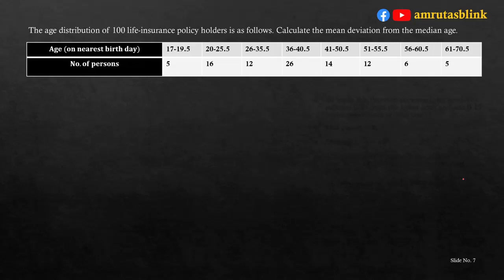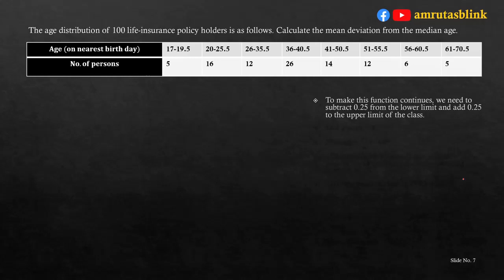So, age on nearest birthday is given as from 17 to 19.5, from 20 to 25.5, from 26 to 35.5, from 36 to 40.5, from 41 to 50.5, from 51 to 55.5, from 56 to 60.5, and from 61 to 70.5, and number of persons for each interval are given as 5, 16, 12, 26, 14, 12, 6 and 5.